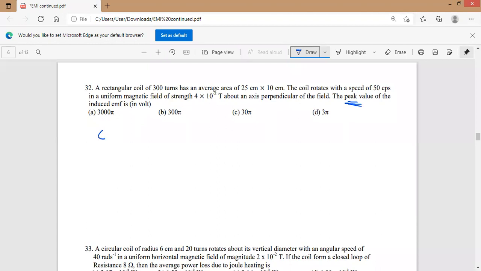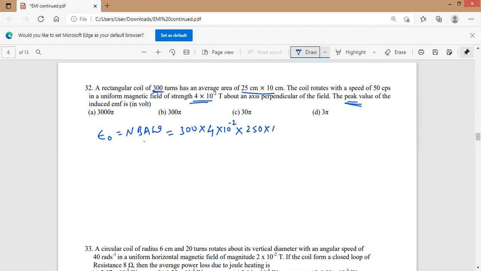So the peak value of the induced EMF, epsilon, is equal to NBA omega. This is the expression for the peak value of the induced EMF. N is given. N is how much? 300 turns, so 300 into B. B is given, it's 4 into 10 power minus 2 Tesla, into A. The average area of the coil is what? 25 into 10, it's 250.